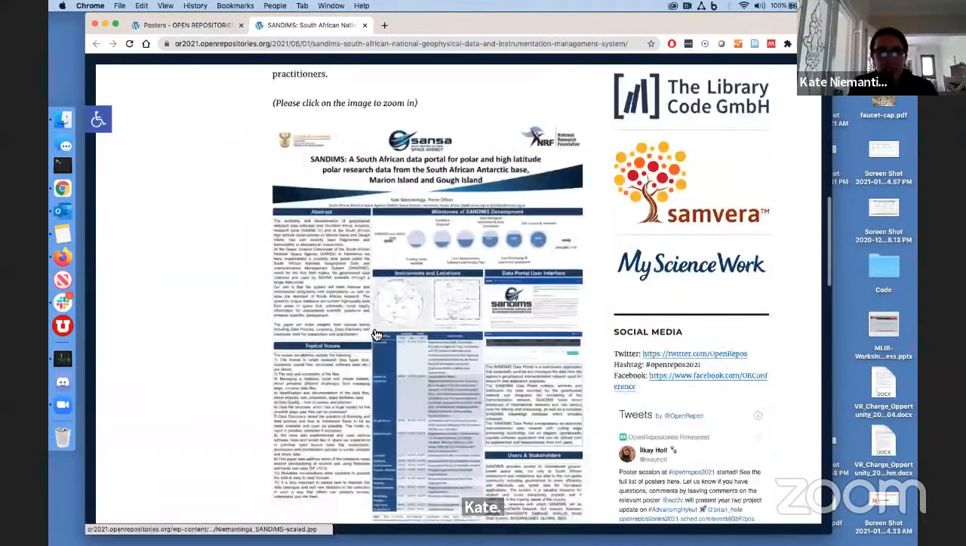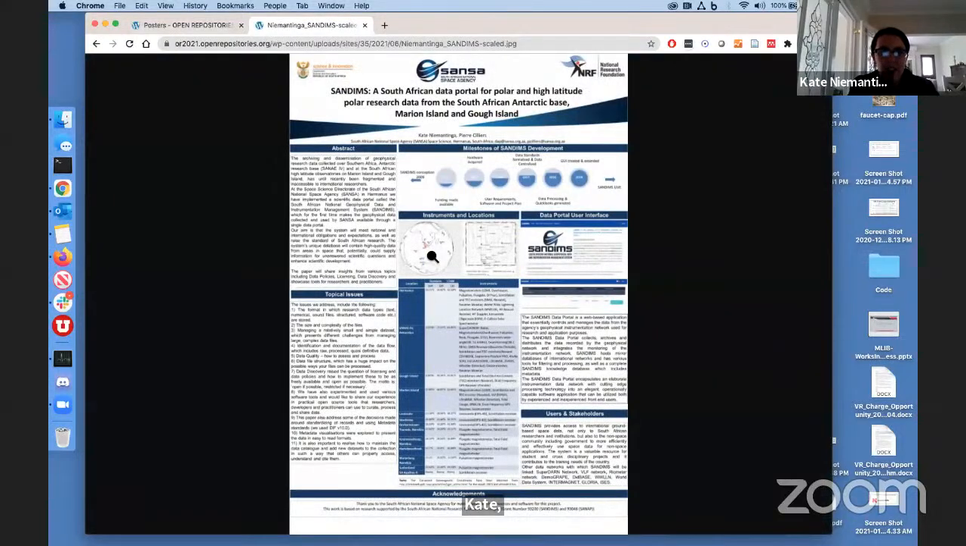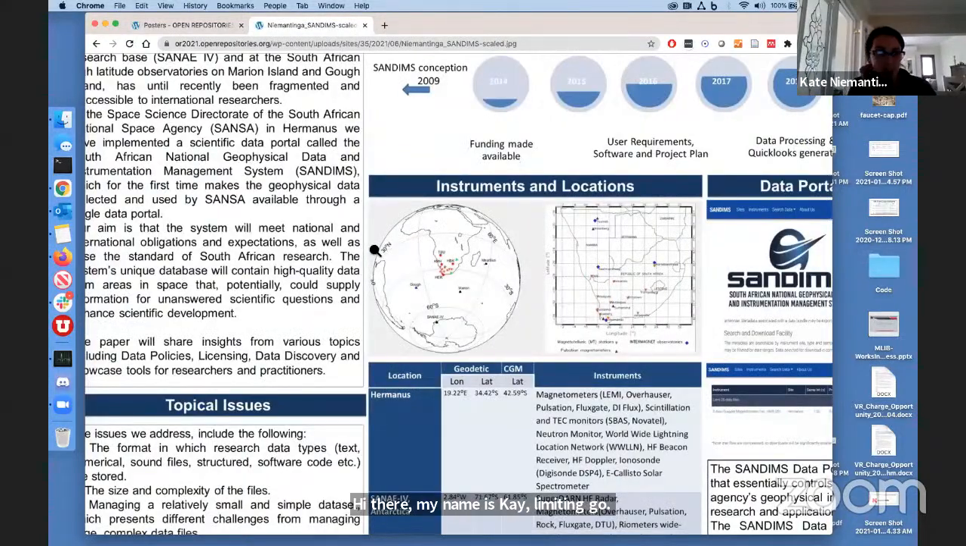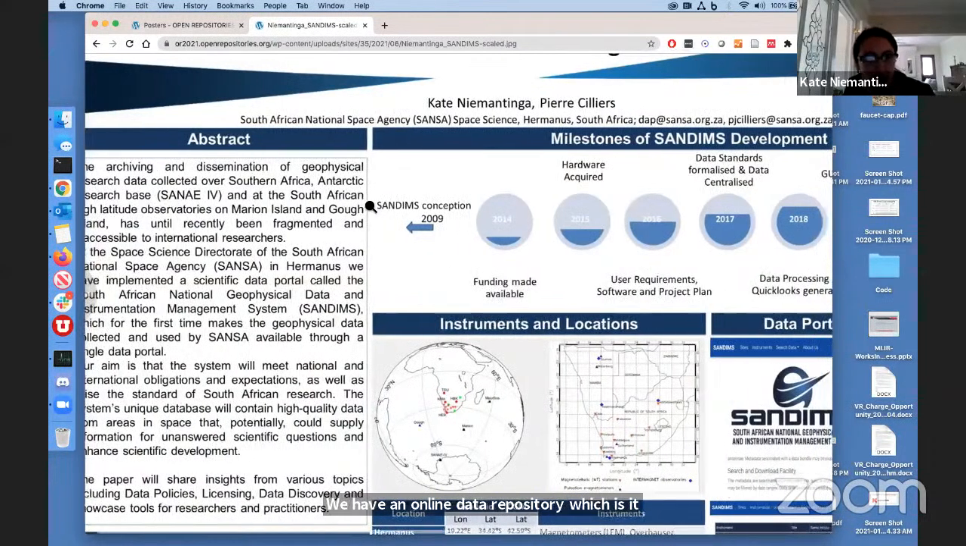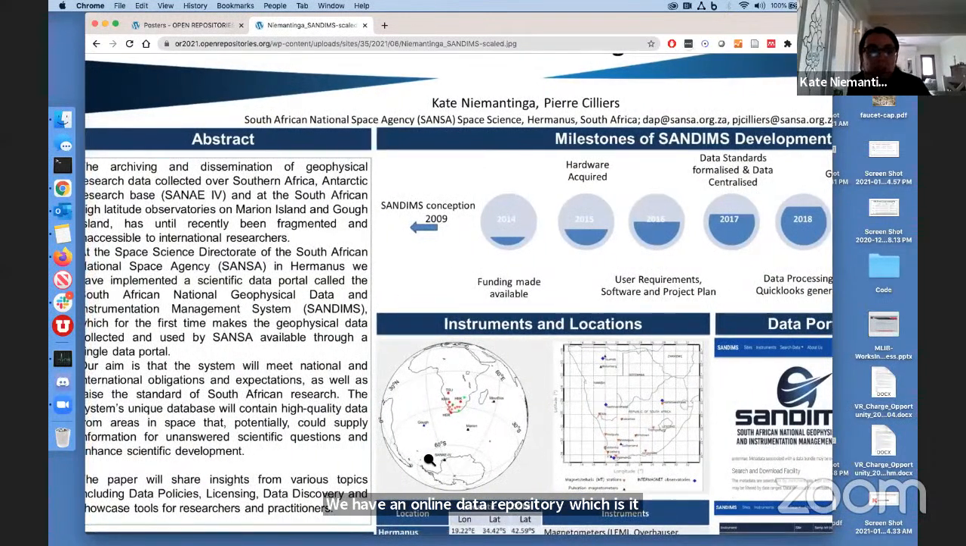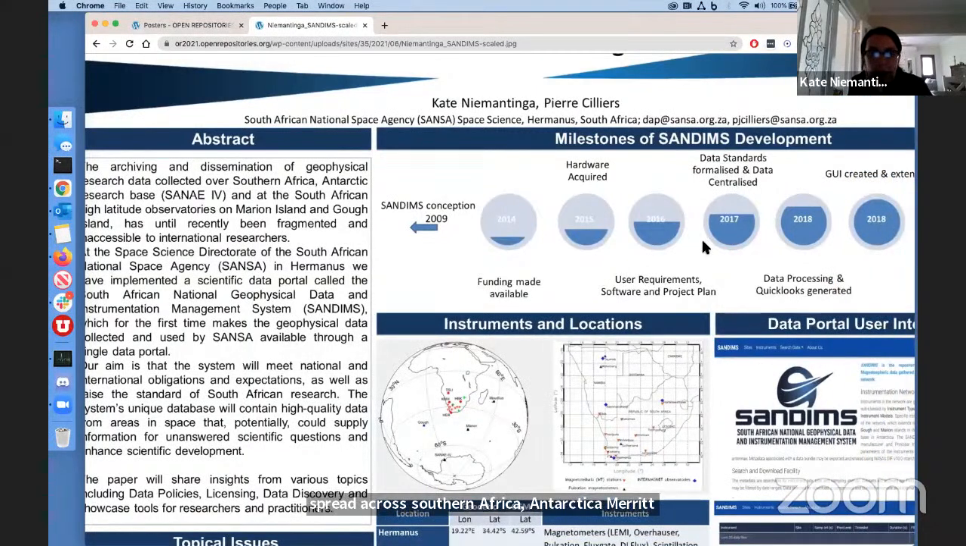Hi there, my name is Kate Nimatinga, and I'm from the South African National Space Agency. We have an online data repository, which is an online web application repository for research data from an instrumentation network. It's called SANDMS. The data is from about 90 different field instruments spread across Southern Africa, Antarctica, Marion Island, and includes all the metadata for it.